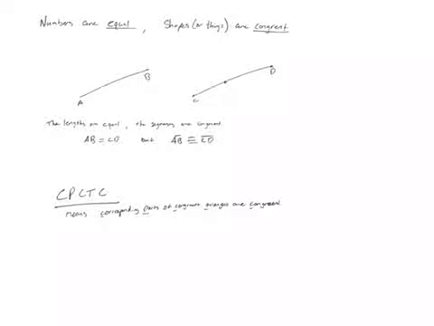This is the length of line segment CD. But if we want to talk about the line segment, this thing right there, that line, we'd say this line is congruent to this line. So it's kind of the difference between equal and congruent. There's a cool little theorem that says corresponding parts of congruent triangles are congruent. That's what that means. CPCTC.